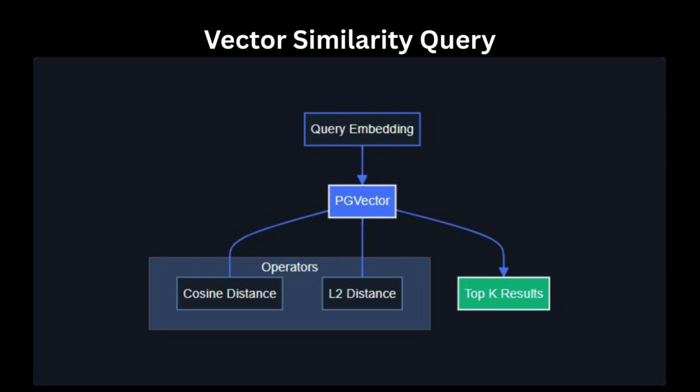Vector similarity query. Vector queries retrieve relevant chunks using cosine similarity. Metadata filters ensure tenant isolation. The system returns the top K most similar results, which are used as context for the RAG pipeline.